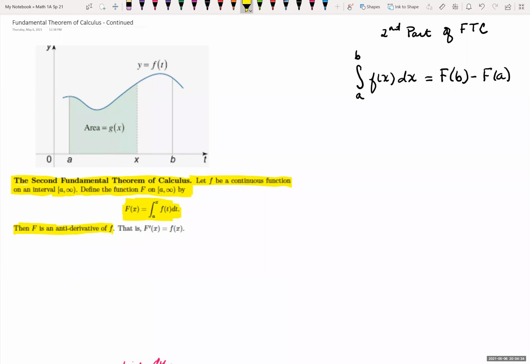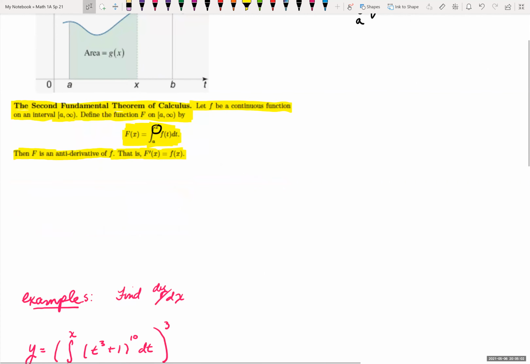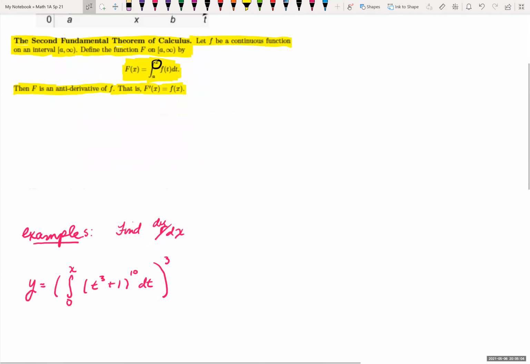So capital F is an antiderivative of little f, and that is, if I took the derivative of my antiderivative, I get back f of x. And so when we're doing these, we want our function, our variable x, to be on top. And we can manipulate it if it's not written that way by using rules of integration like we've covered before.